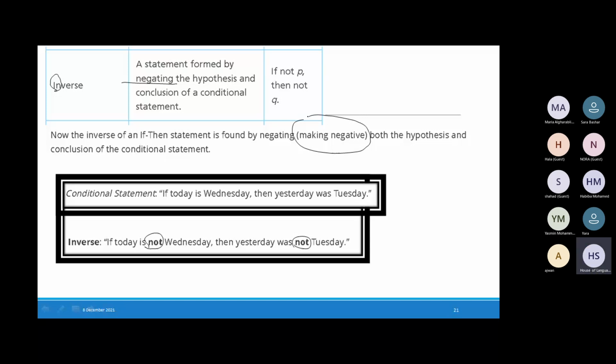So what do you have to do? You just write the negative of the hypothesis and the negative of the conclusion. Is it clear? I will give you another example.